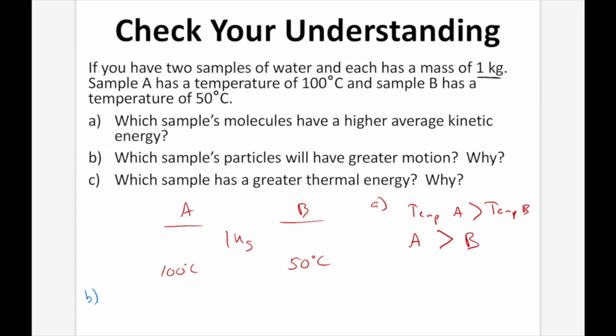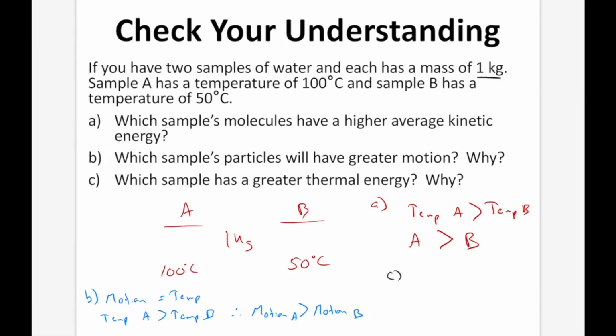B, which sample's particles have a greater motion? Well, motion is going to be tied directly to temperature. We can say that the temperature of A is greater than the temperature of B. Therefore, the motion of A is greater than the motion of B.